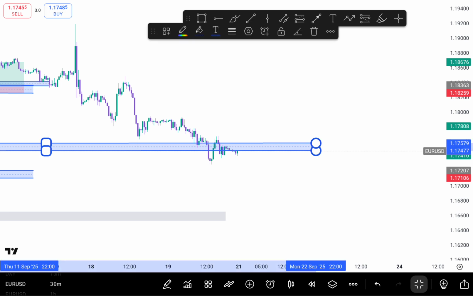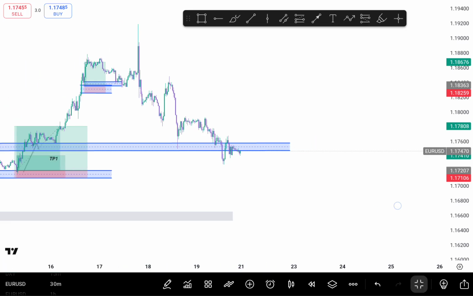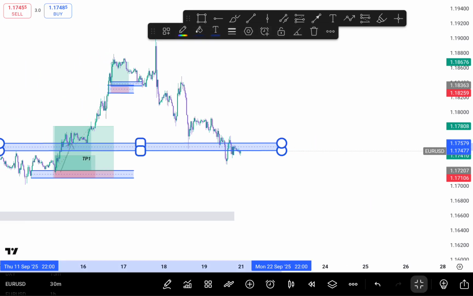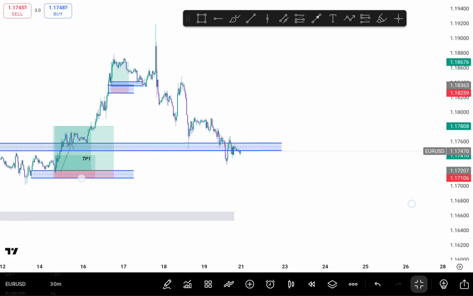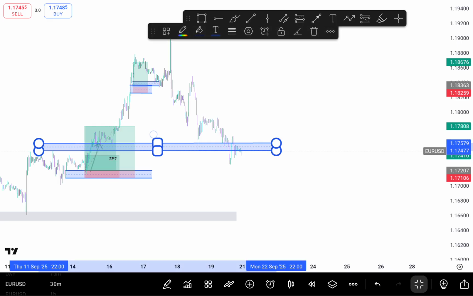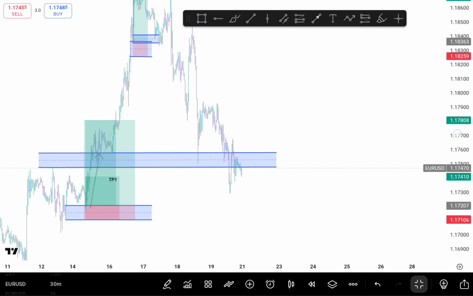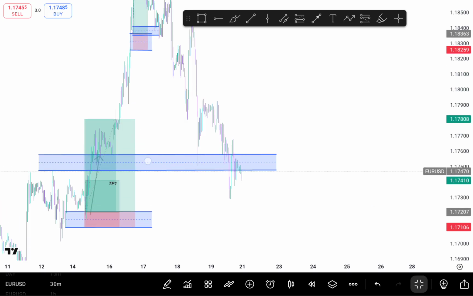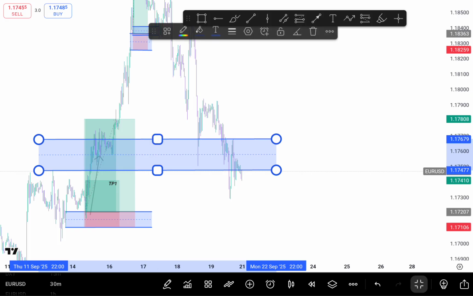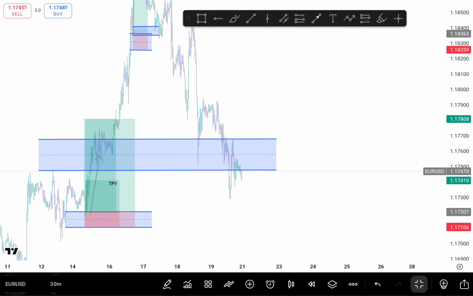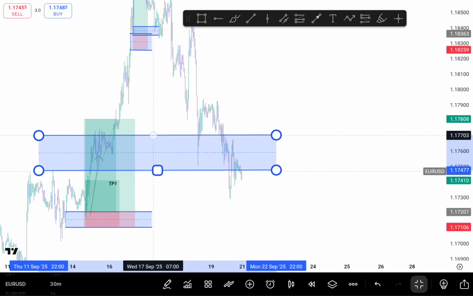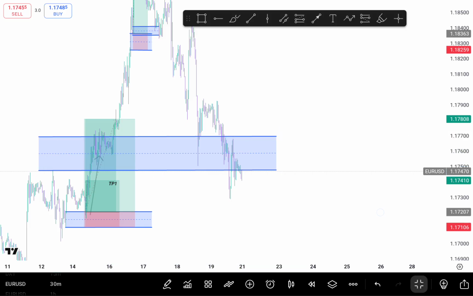But I advise you include this high. Let me zoom in. I will advise you include this high so you don't get stopped out before the trade starts moving down. So my advice is you include the high.